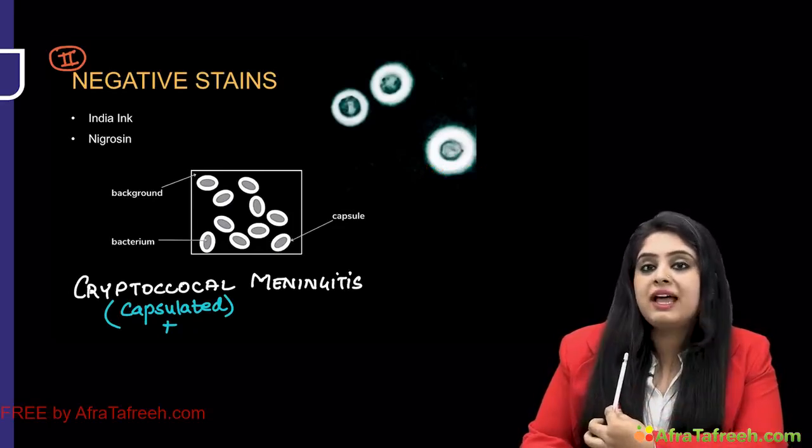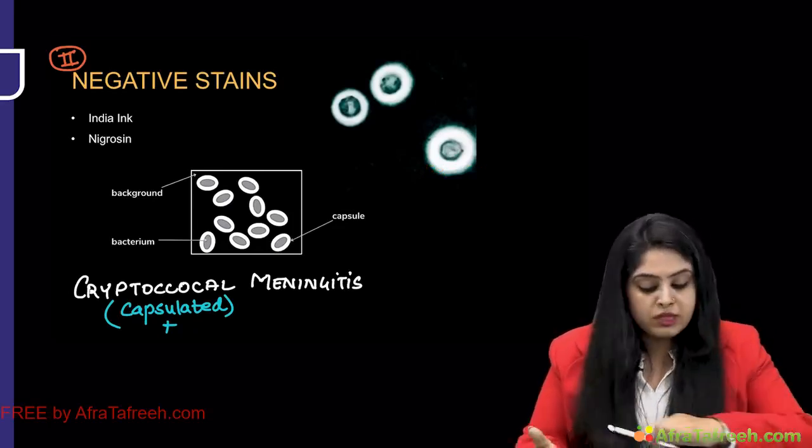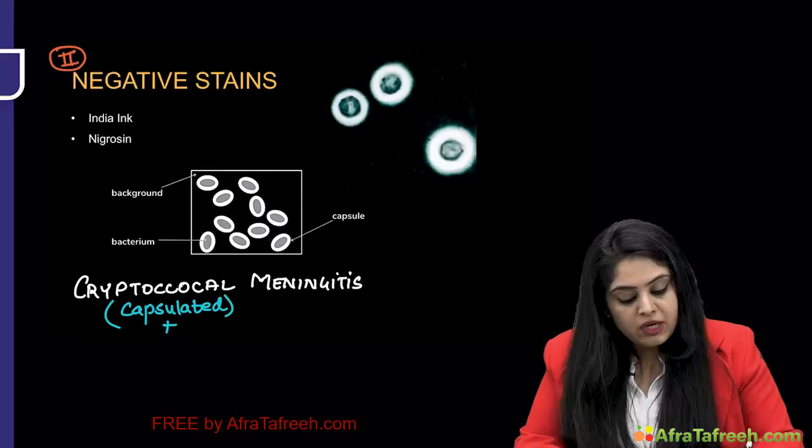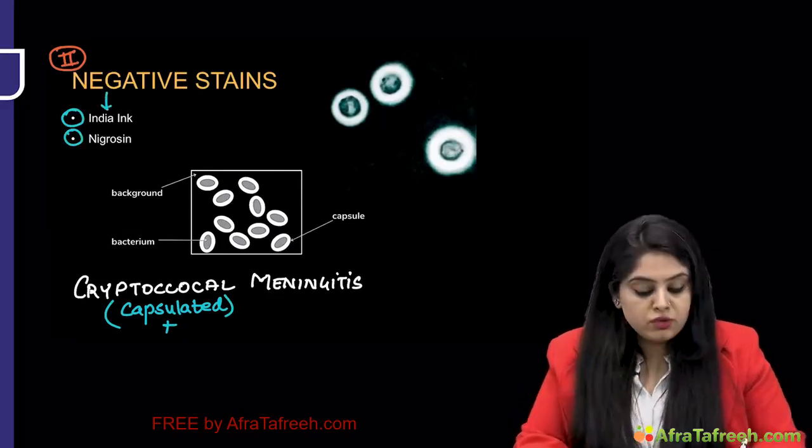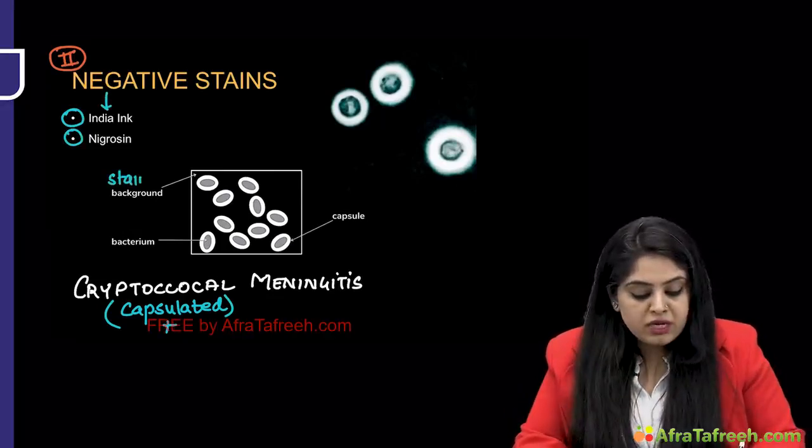I stain the background black. So what did I do? I added something called India ink or nigrosin. These are two separate stains, and these are negative stains. So what have they done? They have stained which part of the slide? They have stained the background.